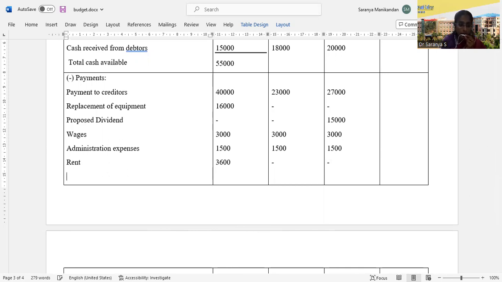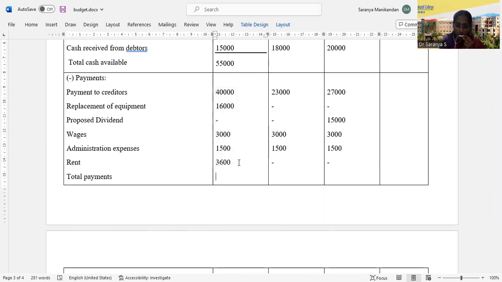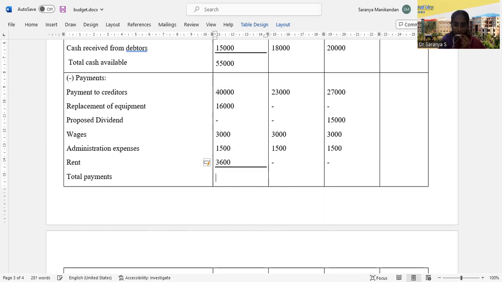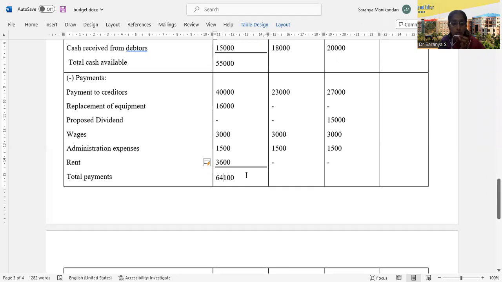So we have covered all the items. Then we should find out the total payments. Okay, so total payments. So the addition of these items. Okay, so when you do this, you will get 64,100. Okay, but then how much cash we have? 55,000. How much is our total payment? 64,100. Okay, so we don't have any cash balance now.